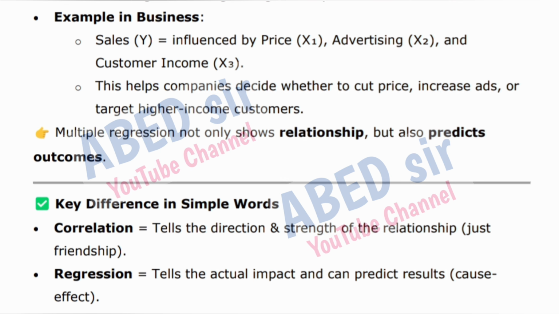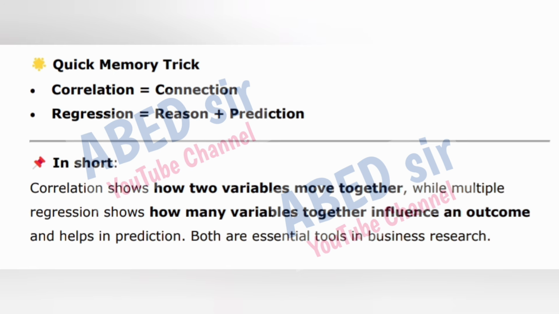Multiple regression not only shows relationship, but also predicts outcomes. Key difference in simple words. Correlation is equal to tells the direction and strength of the relationship, just friendship. Regression is equal to tells the actual impact and can predict results, cause-effect. Quick memory trick. Correlation is equal to connection. Regression is equal to reason plus prediction.